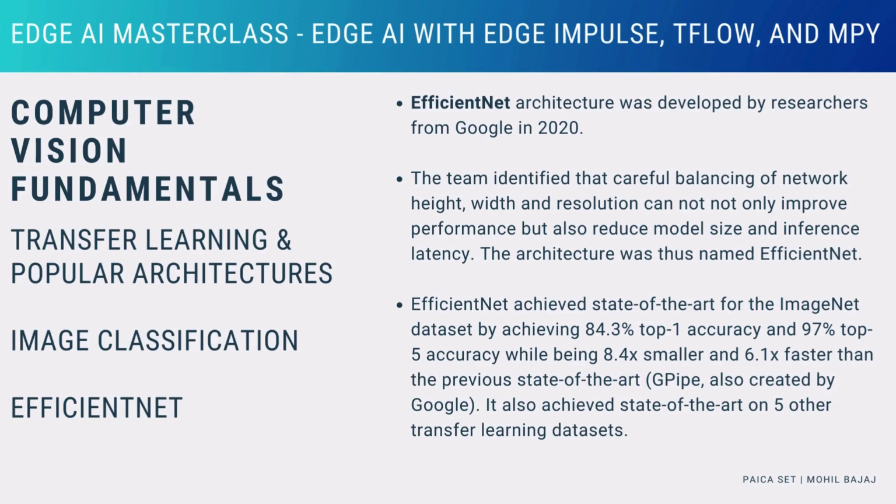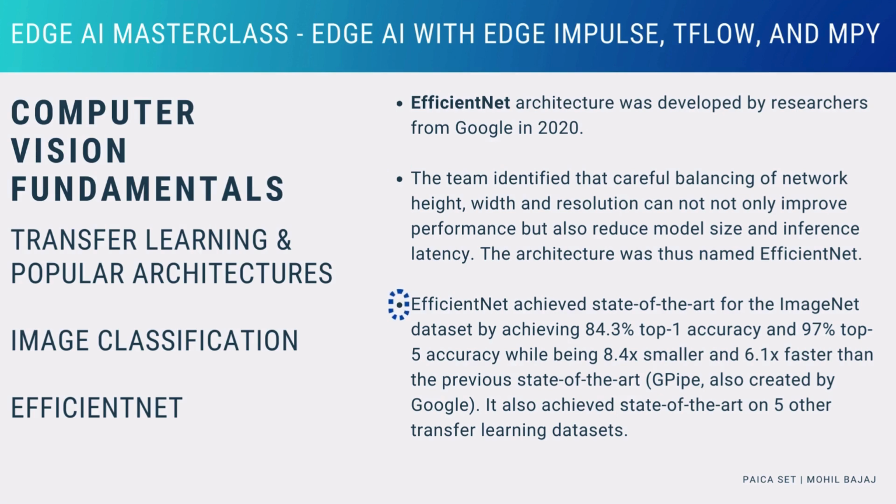So let's begin. EfficientNet was designed by researchers at Google in 2020. The team identified that careful balancing of network height, width, and resolution could not only improve performance, but also reduce model size and inference latency. The architecture was thus named EfficientNet.